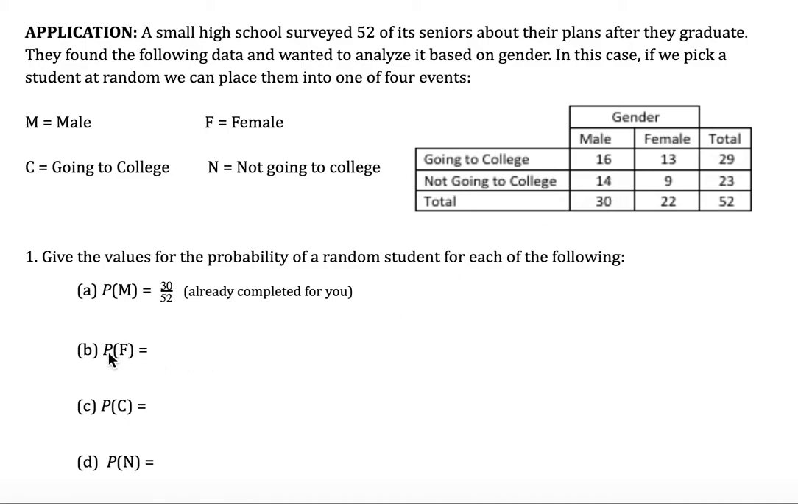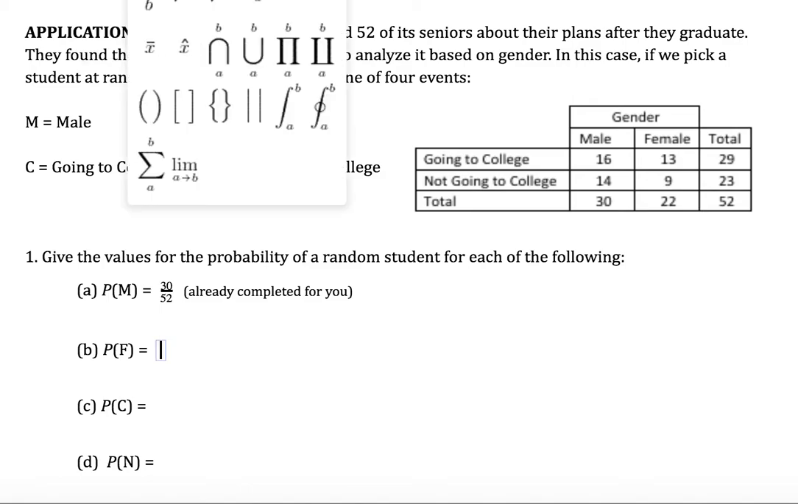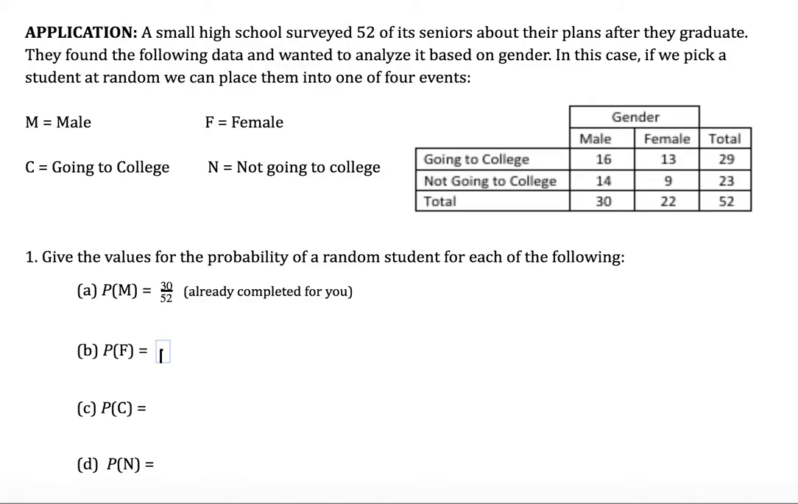P of F means the probability that this is going to be a female. I have 52 again for my sample space. And in this case, female, I have a total of 22. I'm going to leave it like so. Moving on to C.